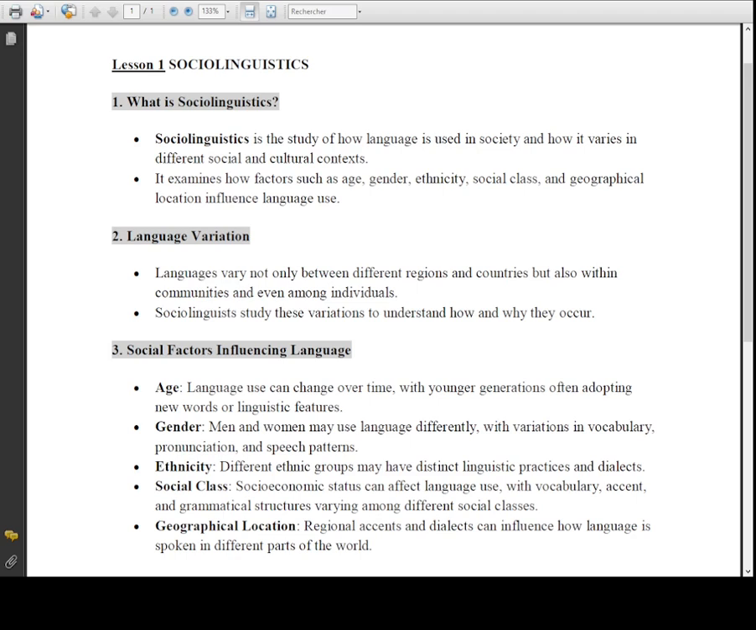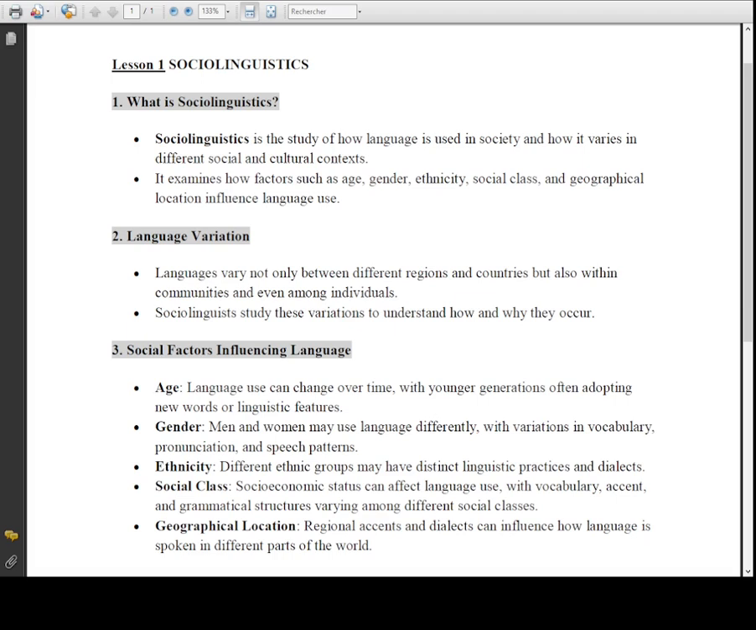So, for this first point, it's just a sum up of what sociolinguistics is and the most influential points about it, which we're going to be seeing in the following points, up to the final one, but we're going to progress bit by bit until we get there. So, for the second one, we're going to have language variations.